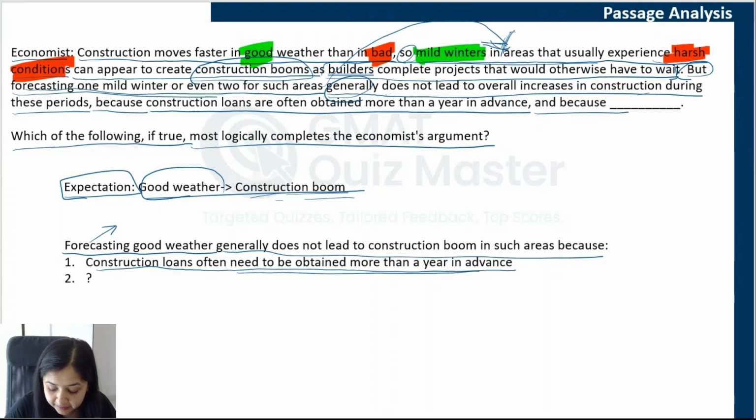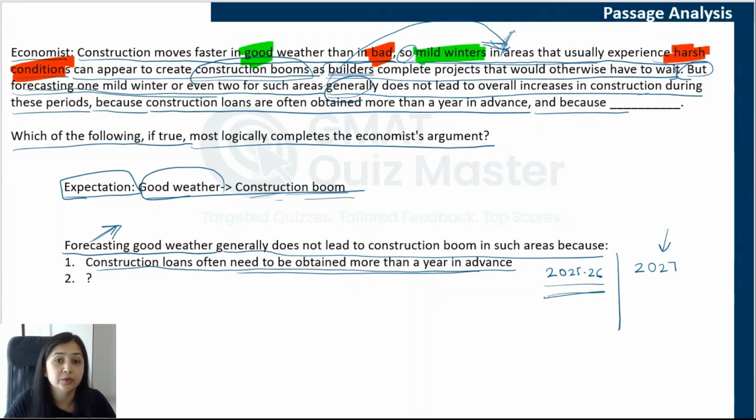So, let's say a builder has some construction going on. For the activities that need to be carried out in 2027, the builder will apply for a loan somewhere between 25 and 26, right? Now there's a forecast. We are not saying that suddenly there is good weather. We are saying that there's a forecast of good weather. So if there's a forecast of good weather in 2027, then why can't the builder apply for that loan here? They have this prior information that they are going to get a good season, good weather in which construction can move faster. So why can't they apply for a loan here?